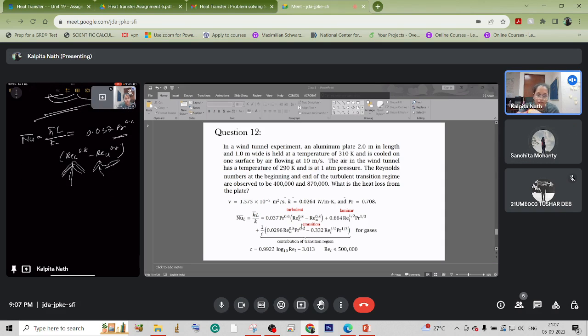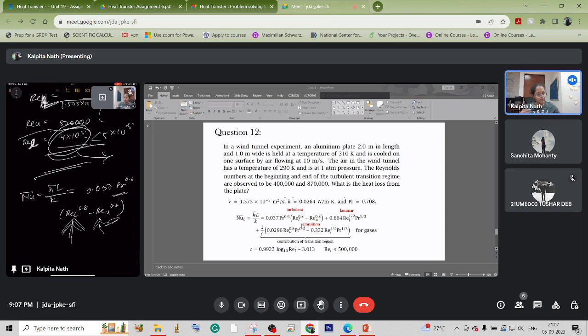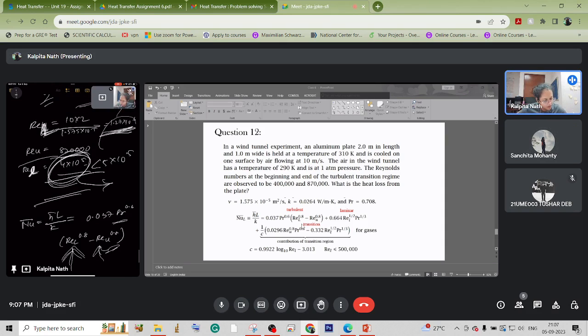And for the rest of the thing, it is simple. For RE small l, this is the 4 into 10 to the power 5. This is the lower limit, the start of the transition region. So this is the laminar part, and for the laminar part, we'll be using this 0.664, because this is less than 5 into 10 to the power 5. Yes, ma'am.